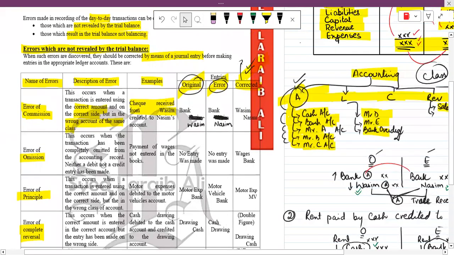Let me give you quickly a briefing that error of commission is when the sides and amounts have been correctly written, but the accounts were wrongly written. I hope this is quite clear to you.